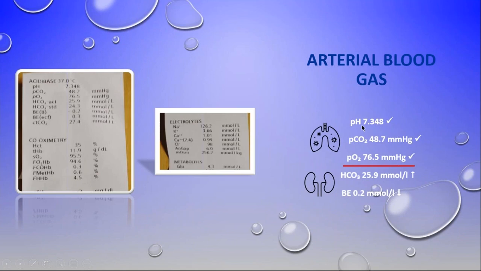So the pH is 7.34. I'm happy with that. The PCO2 is 48. This is a baby not born today. It's a few days old, and we are quite happy, in our unit, to allow for permissible hypercapnia. 48 is okay. The PO2 is 76.5. It is fine. And in actual fact, according to the new guidelines, I may consider weaning the oxygen a tiny amount. The bicarb is 25 and the base excess 0.2. This baby looks okay. There seems to be no problem.